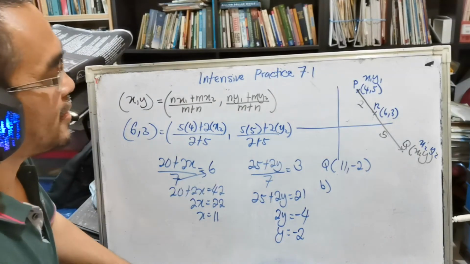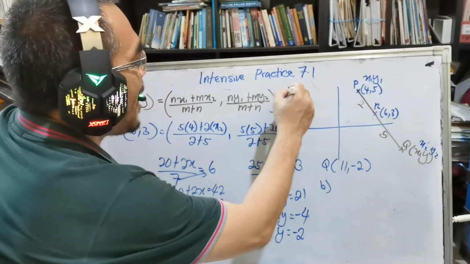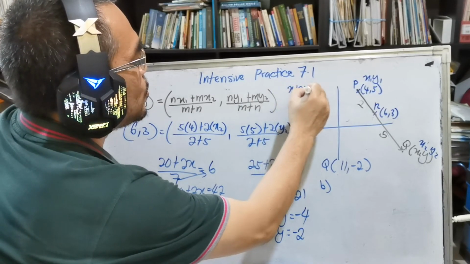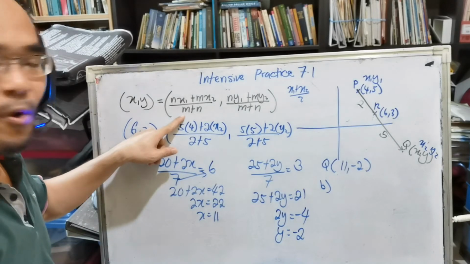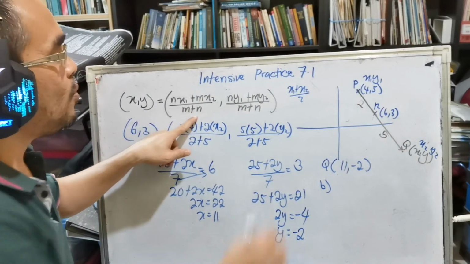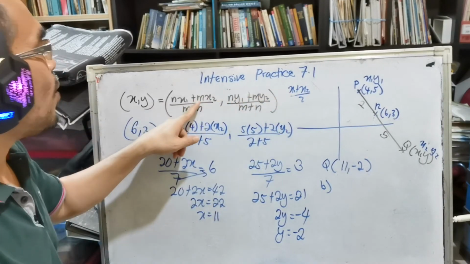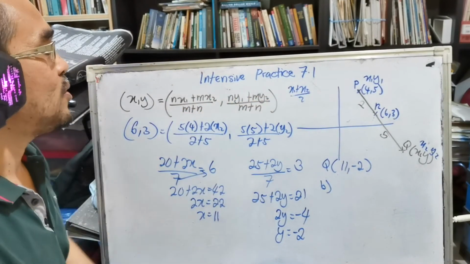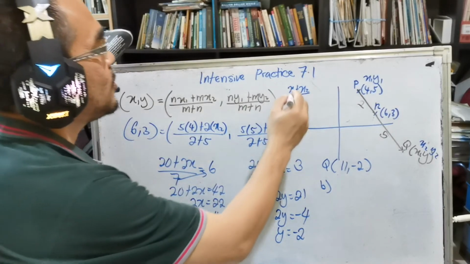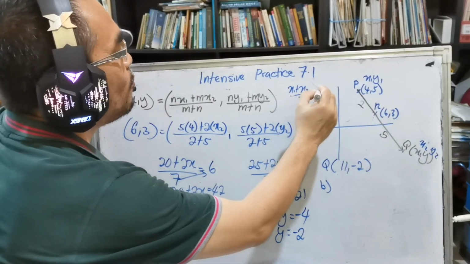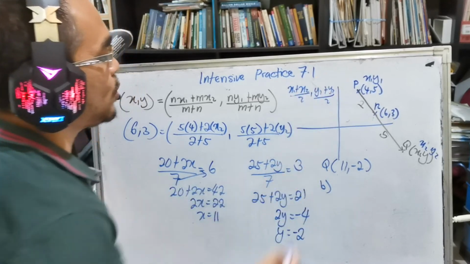Or the other way is that the actual midpoint formula will be (x1 plus x2) over 2. Originally it will be this formula, but 1 plus 1 will be 2. 1 times x1 will be x1, then 1 times x2 will be x2. So it's easier to use the midpoint formula: (x1 plus x2) over 2, (y1 plus y2) over 2.